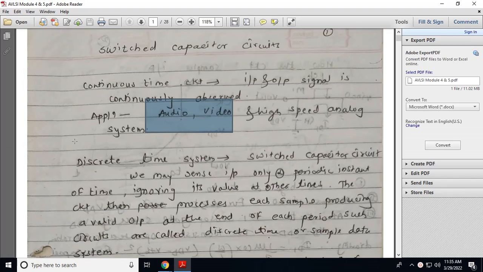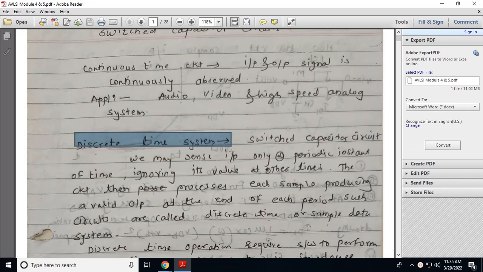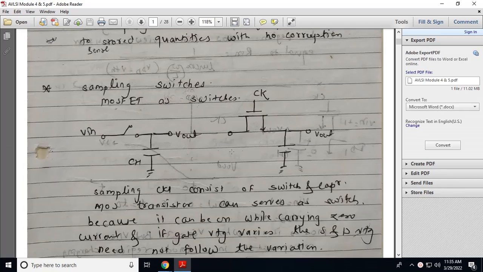In a discrete time system, we sense the input at some periodic instants and ignore its value at other times. So the circuit will process each sample and produce a valid output at the end of each time period, and such a circuit we can call a discrete time circuit. We are using a MOSFET as a switch. So a discrete time circuit is a switch and a capacitor.